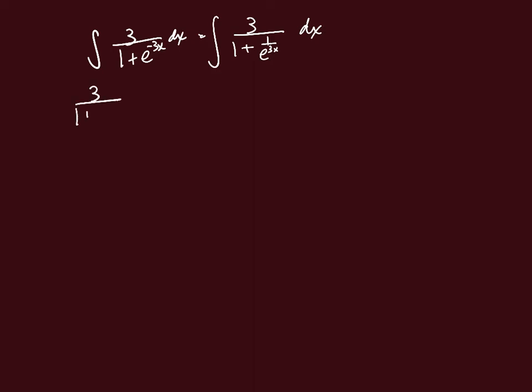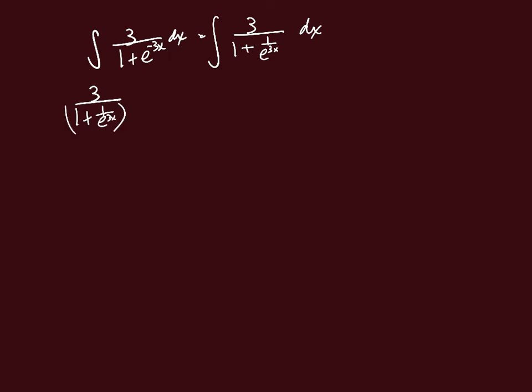Let's see. One thing I want to know is that e to the negative 3x is basically 1 over e to the positive 3x. But then we've got a fraction inside of a fraction, which we don't like. So how do we fix that? Well, let's see. I've got 3 over 1 plus 1 over e to the 3x.